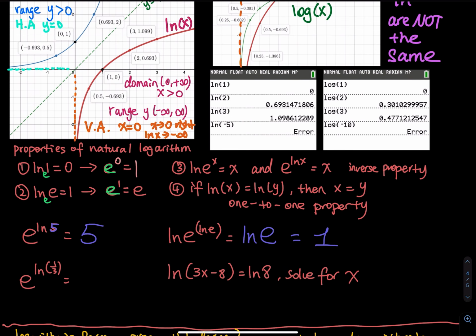So ln e is equal to 1. And then e raised to some exponent. So this time we are following this: e to the ln x is equal to x. So this is equal to 1/3.